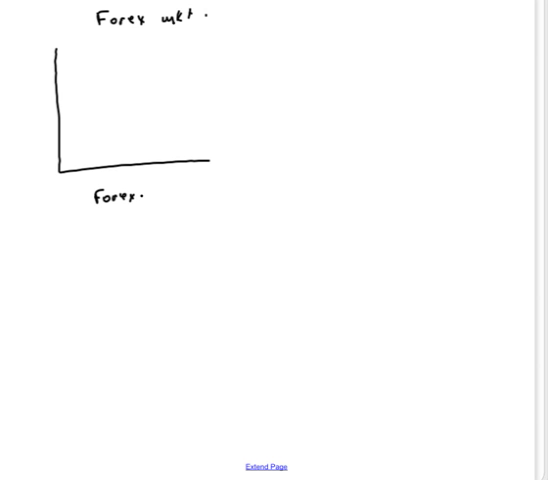Let's look now in a little more detail at the Forex market and note two things. First of all, let's get the units right.